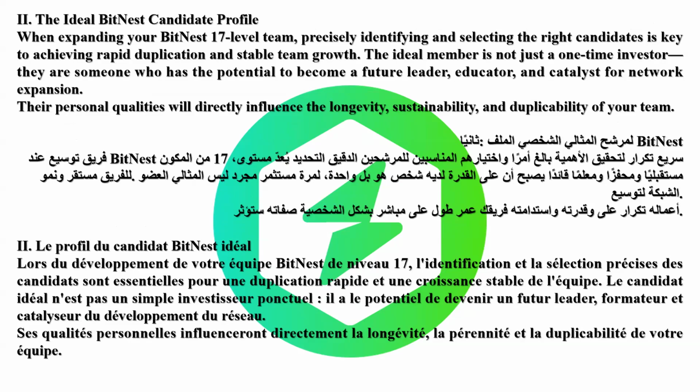What kind of people should you choose? When expanding your 17 level business team, precisely identifying and selecting the right candidate is key to achieving rapid duplication and stable team growth. The ideal member is not just a one-time investor. They are someone who has the potential to become a future leader, educator, and catalyst for network expansion. Their personal qualities will directly influence the longevity, sustainability, and replicability of your team.